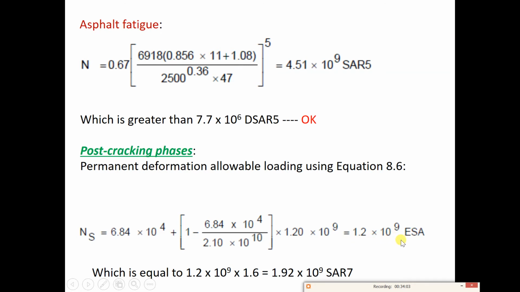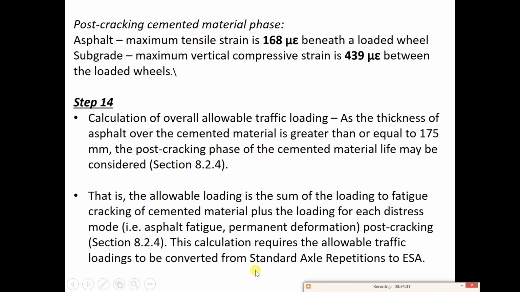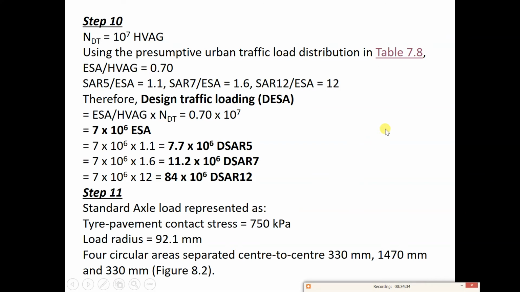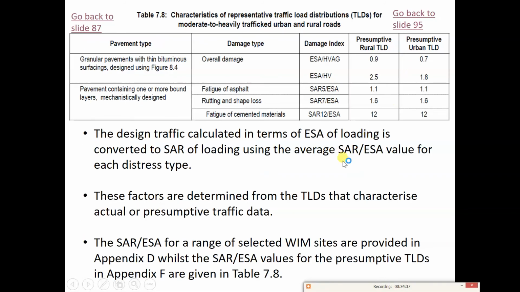So this one, the result gives us the ESA. I convert it to SAR7. So to convert ESA to SAR7, you have to multiply by the value 1.6. For the deformation, you remember the factor is 1.6. So for the rutting and shape loss, which is deformation, the factor is 1.6.